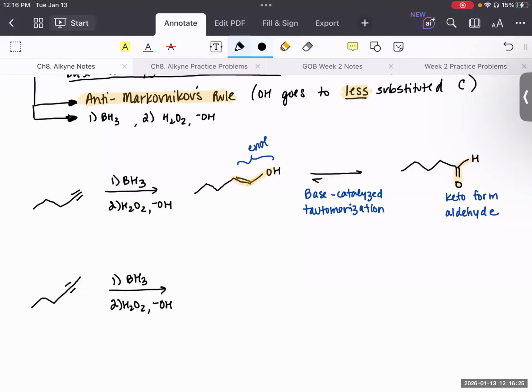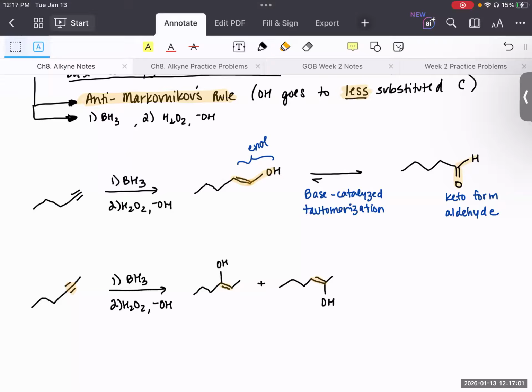Then if we do this reaction, we don't get a selectivity because now we have equally substituted carbons. And so what this is going to look like is something like this, where the enol could form, so that double bond is going to stay at the same place, but we could get that the OH adds to this carbon, or it could add to this carbon down here. And so both of those carbons are in the same position as where the alkyne was within the chain, but that OH placement could be different.